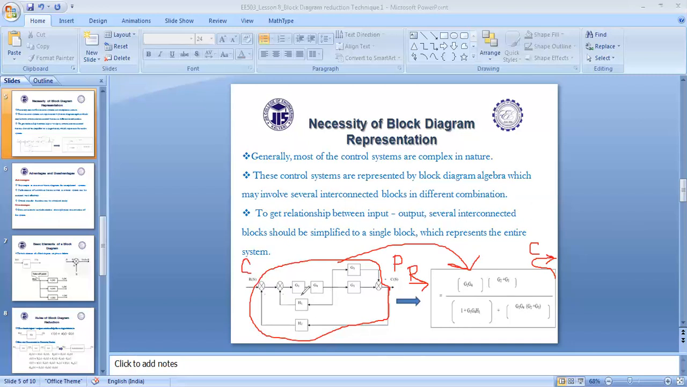So block diagram reduction technique will give us direct relationship between input and output, and this transfer function can be termed as overall transfer function of the system.